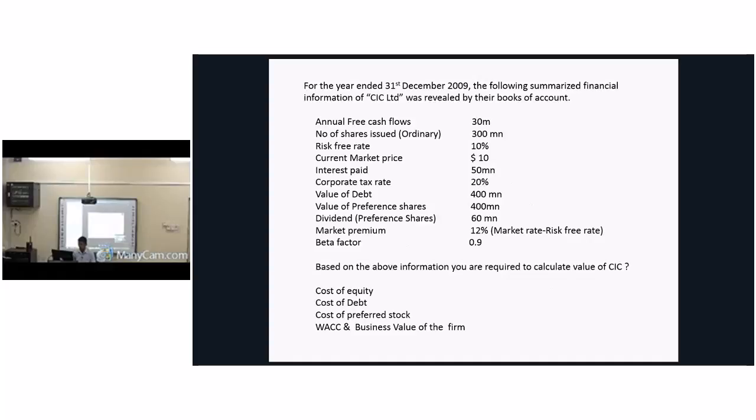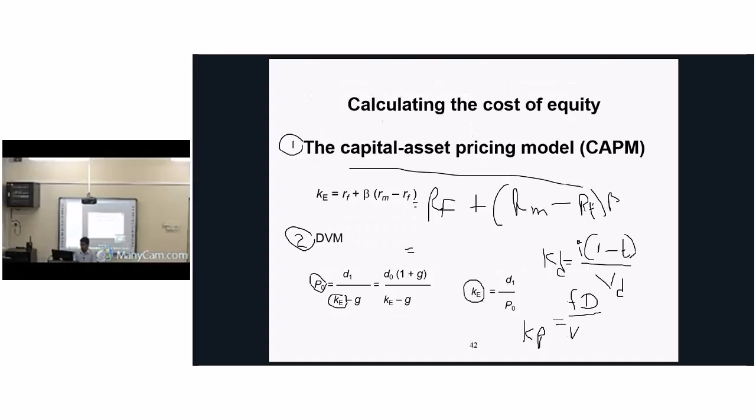current market price is there, interest paid, corporate tax rate is there, value of debt 400 million, value of preference shares 400 million, dividends paid preference shares 60 million, market premium is also given. What is market premium? If you can remember, market rate minus risk-free rate, this is the market premium. In another word, you call this market premium, the extra amount that you are paying for this particular security. And that's already given.